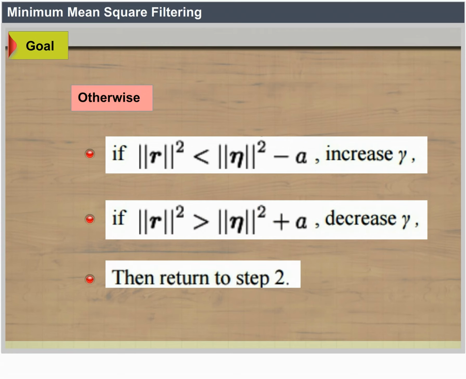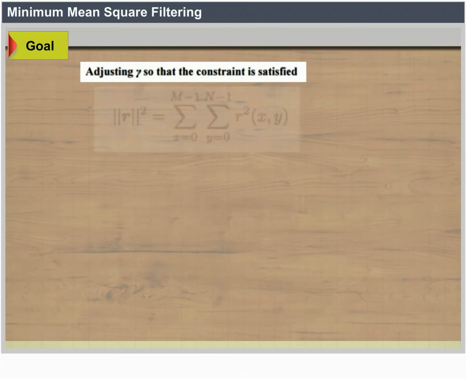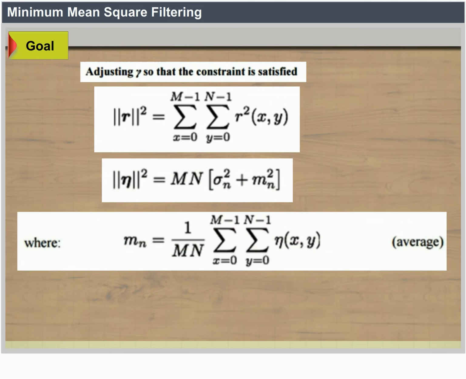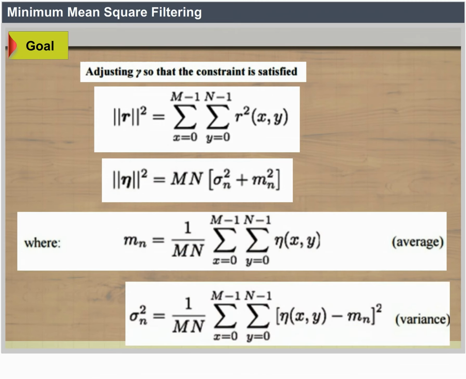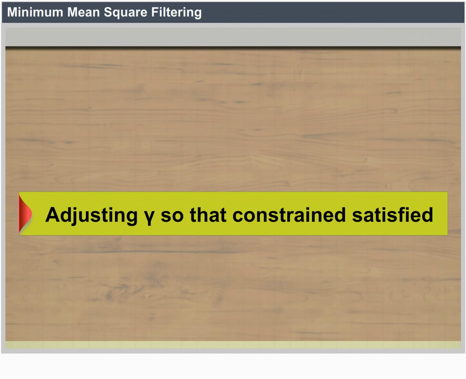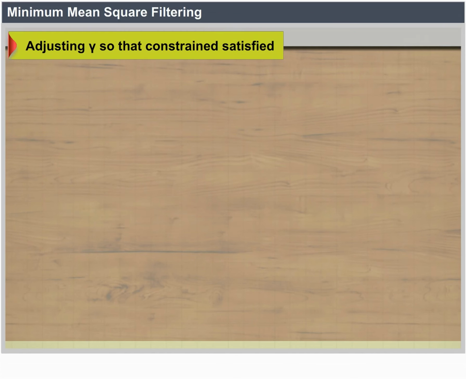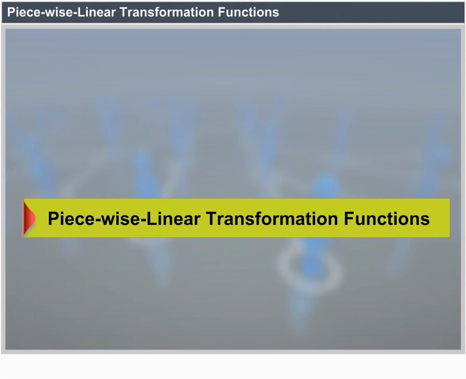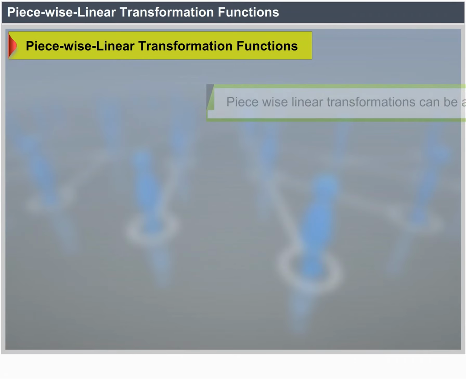Piecewise linear transformation functions. Piecewise linear transformations can be arbitrarily complex. Practical implementations of some important transformations can be formulated only as piecewise functions. The disadvantage of piecewise functions is that their specification requires much more user input. Piecewise linear transformation functions include contrast stretching, intensity level slicing, and bit plane slicing.